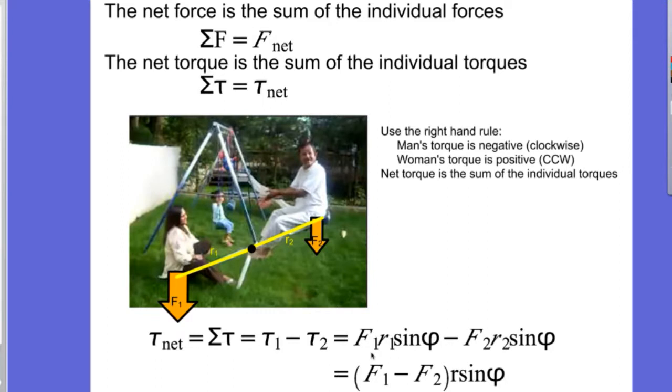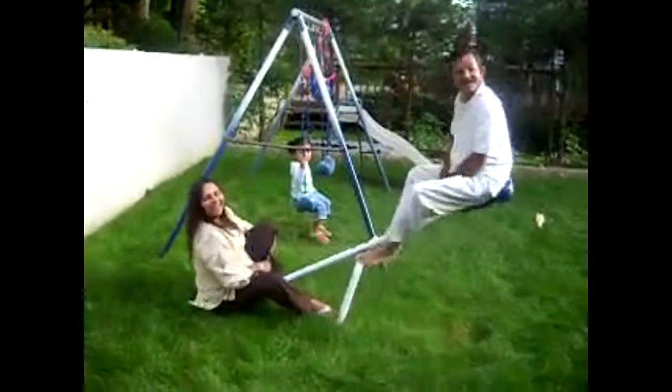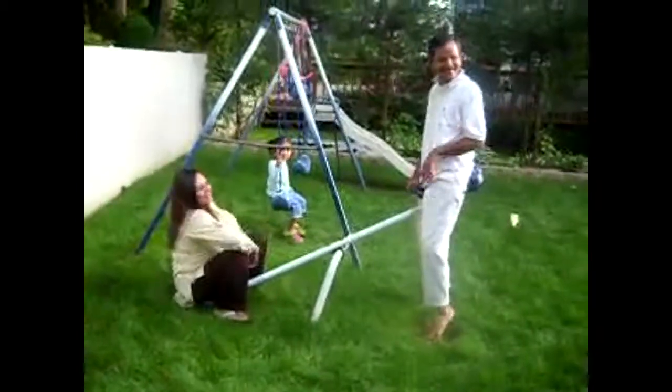So when we add the torques together, T1 is positive from the woman and T2 is negative from the man. We can write that as F times r times the sine of phi, and we see both the man and the woman have the same r distance and the same sine phi. So we can rewrite this as just F1 minus F2 quantity r sine phi for the net torque produced by the two of them. For equal r and equal sine phi, the net torque is determined by the greater weight. And you can see when the son gets on the seesaw, he's able to increase the force on the right side, producing a net torque in the clockwise direction and causing the seesaw to rotate.